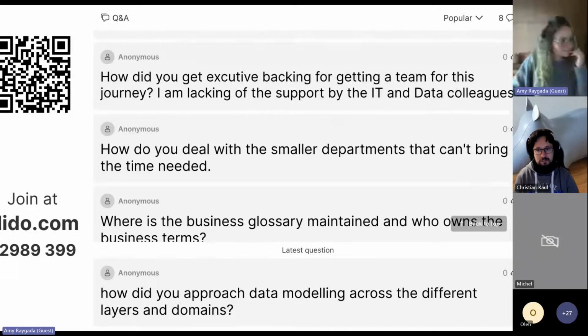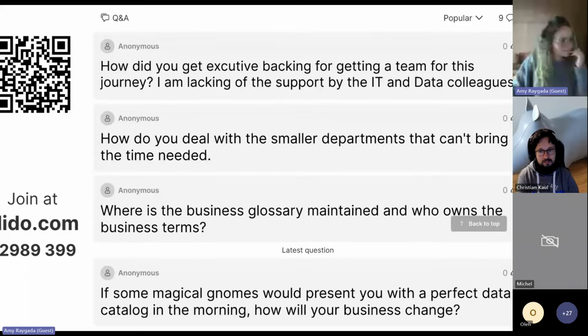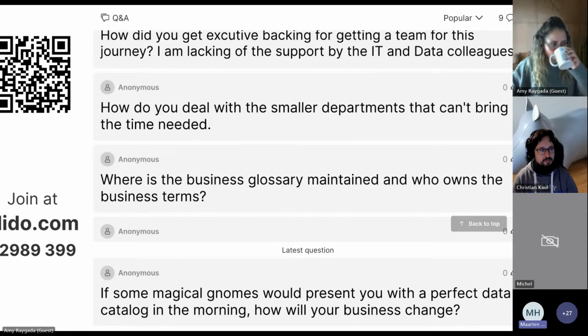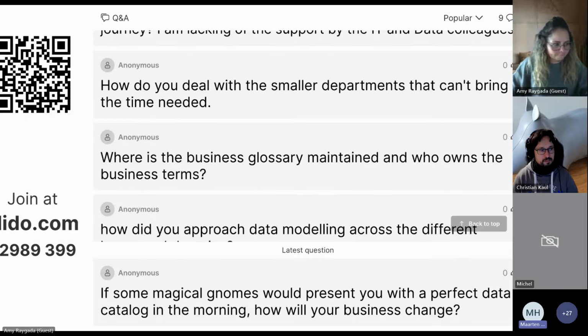How do you deal with the smaller departments that can't bring the time needed? What do you mean by that? Could you elaborate, maybe, the person who asked this question in the call? Yes, I can. There are departments where the owner doesn't have the time. You don't find the data stewards. You don't find sufficient time to execute the product ownership.